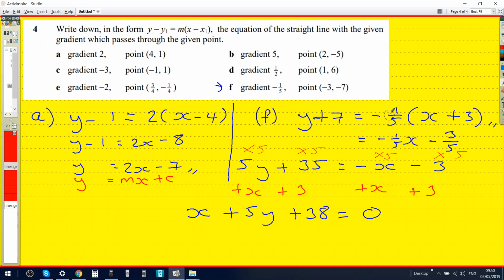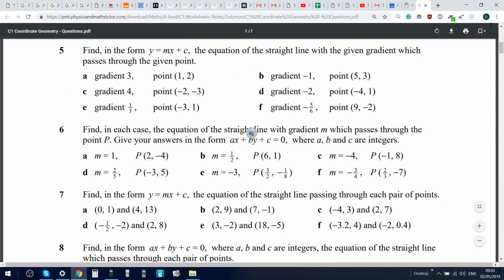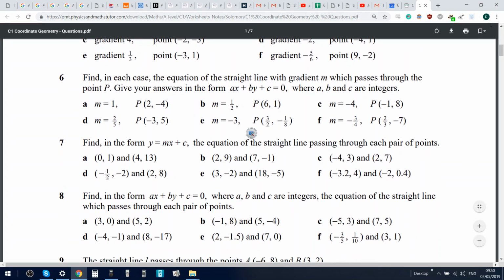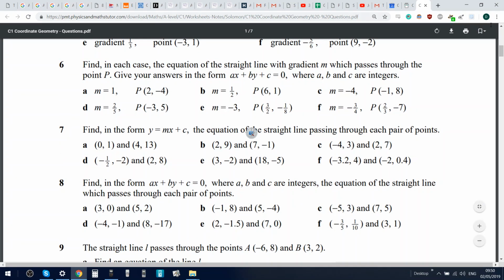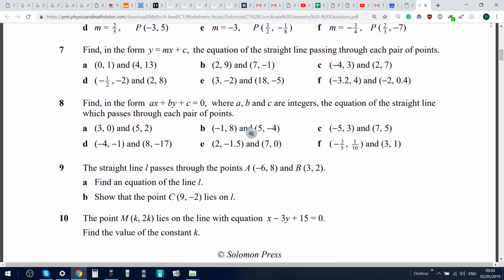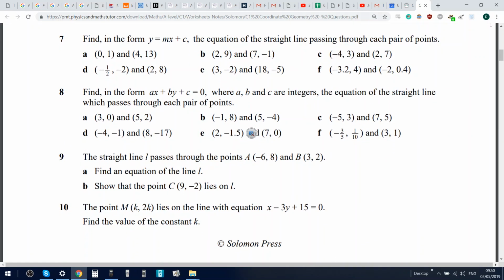Expand the bracket and then multiply everything by the denominator. And they often want you to make it equal to 0. Any questions about that? No, it seems alright. So there's question 6 saying the same thing. Ax plus by plus c equals 0. I'm sure we'll see another one later.